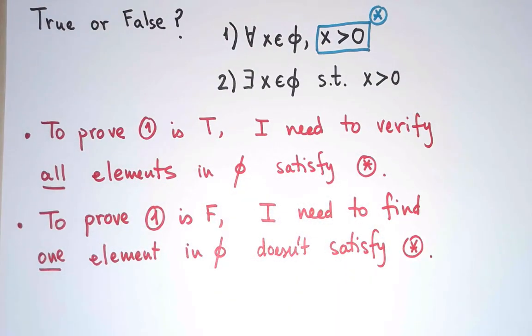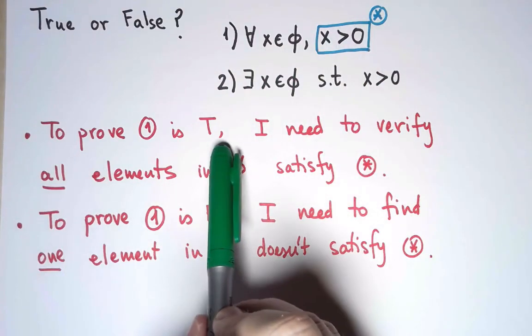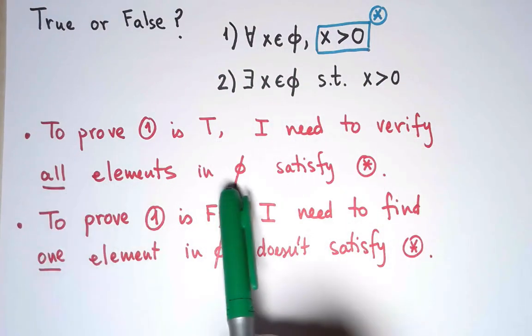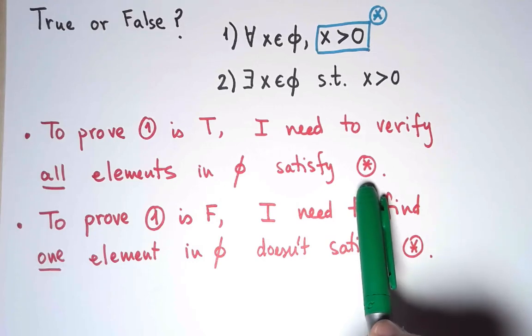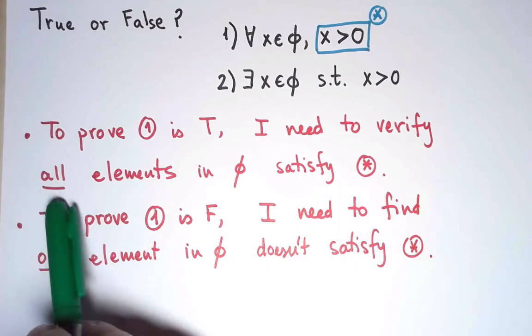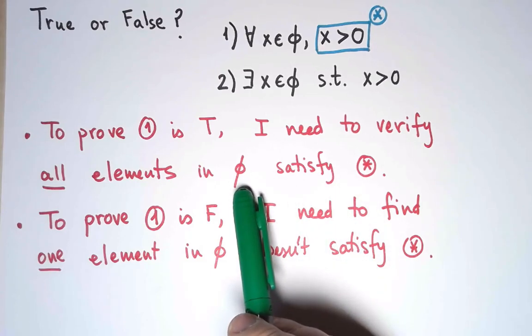To prove that for every element in a set something is true, I need to verify all elements in the set satisfy that thing. Notice it doesn't say to find one or many. You need to verify all the elements in the set satisfy it. So if the set has 3 elements, check all 3. If it has only one, check that one. If it has infinitely many, check all of them. If it has 0 elements, then check all 0, which means don't check anything.